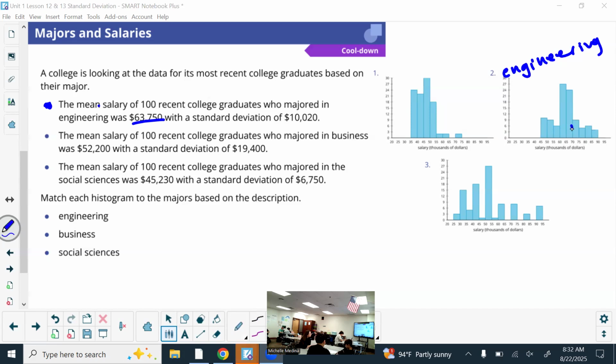So are any of the other histograms centered around about 64? This is in tens of thousands, so that's a good sign. Another thing to compare, if there was another one around 64,000, is the standard deviations. What does standard deviation tell us about data?